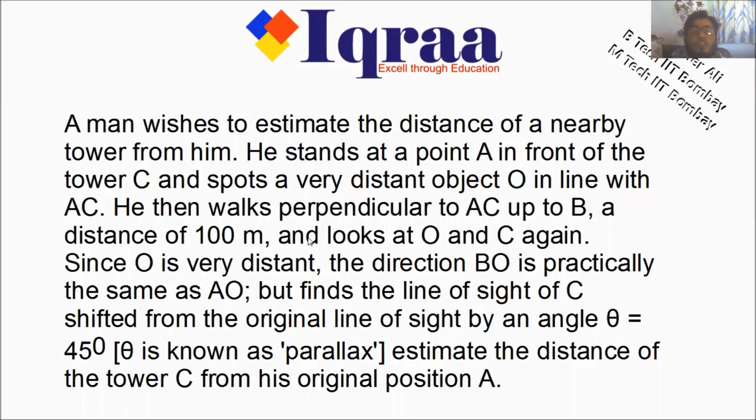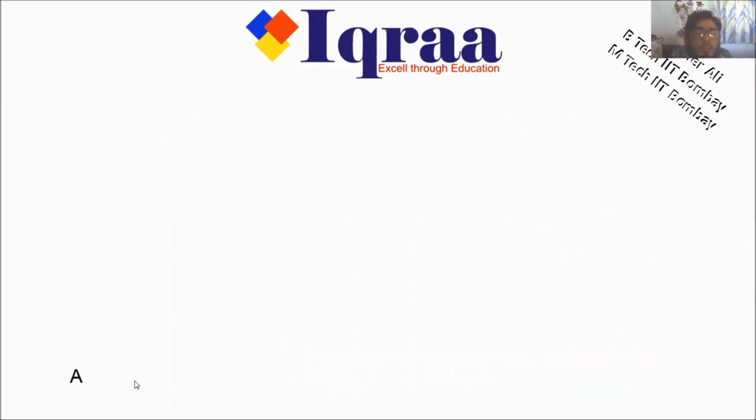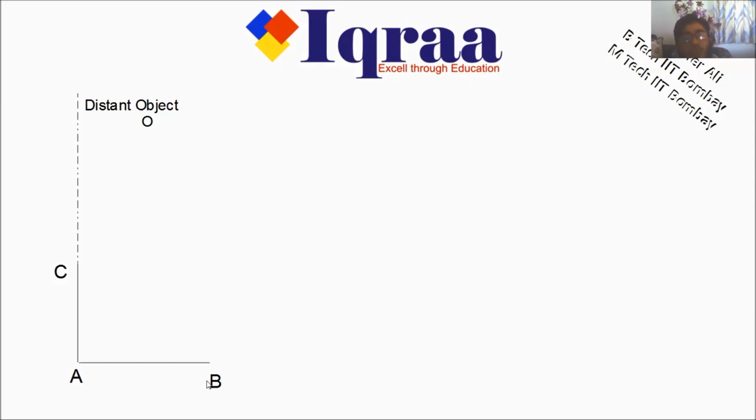So let's try to solve this question. The person A is standing here and he looks at the tower C at some distance from him. We have to calculate this distance AC. For using the parallax method, he looks at a very distant object O, very far away, along AO. Then this person moves to the point B at a distance of 100 meter.